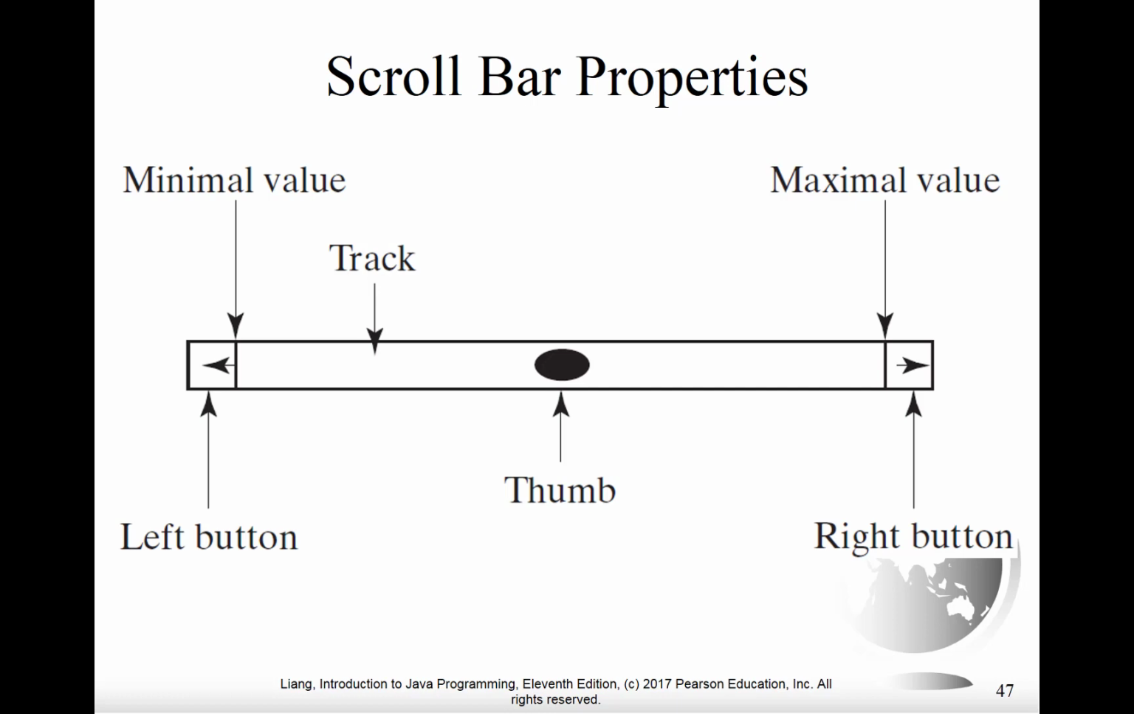The place where the thumb moves back and forth in is known as the track. There's a minimum value, that is the value furthest left, and a maximum value, the value furthest right, which can be settable within the scroll bar properties.